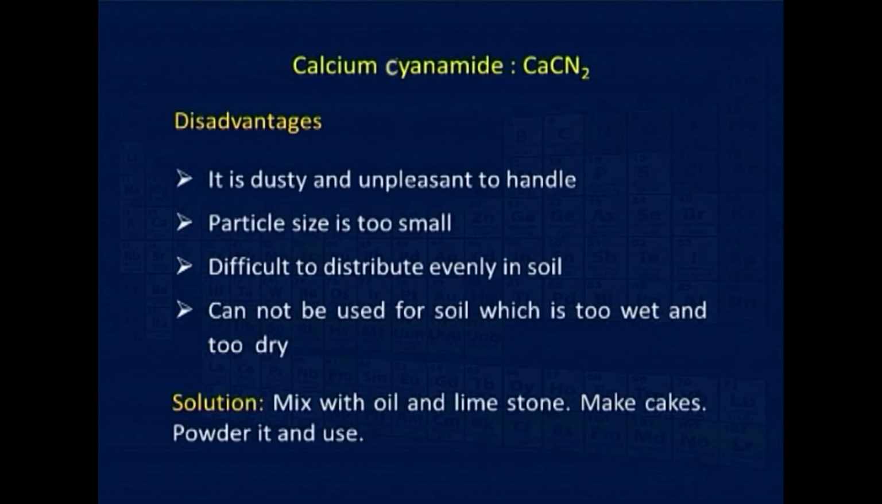If particle size is small, you can coalesce them by adding oil and by maybe adding a limestone, then make a cake, powder it and then use as a fertilizer. That is how calcium cyanamide is used as a fertilizer.